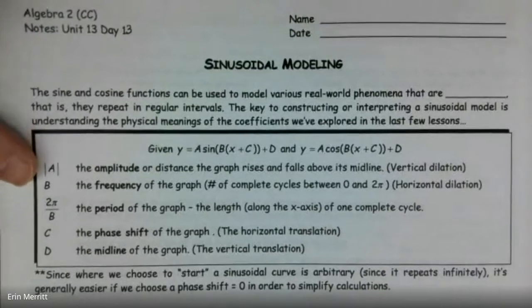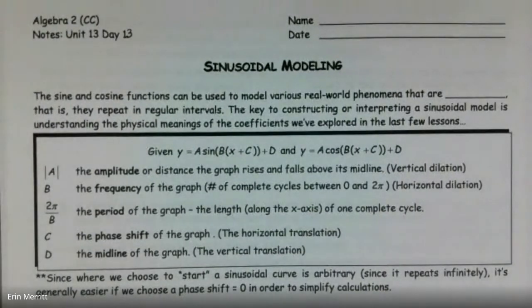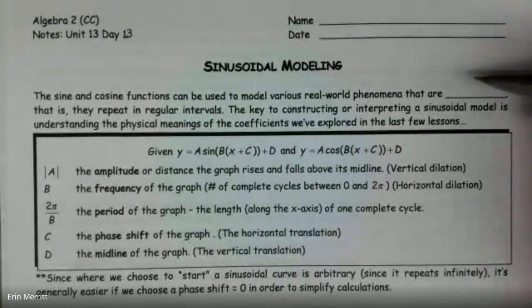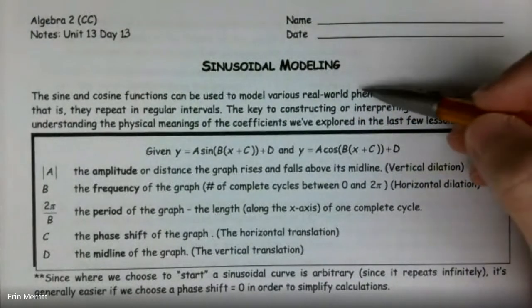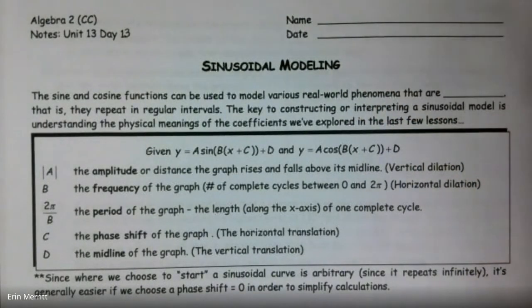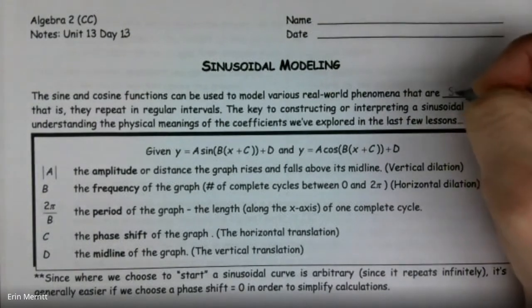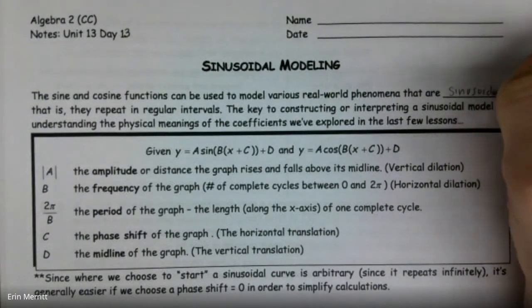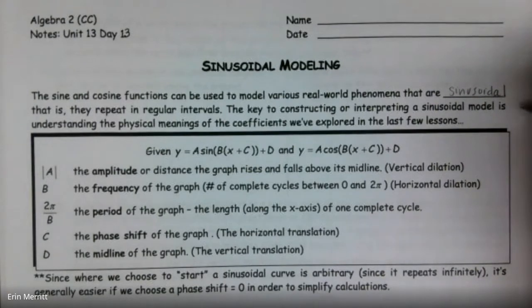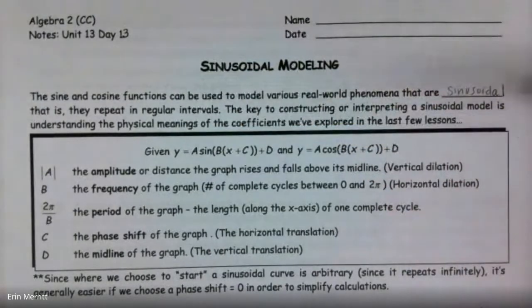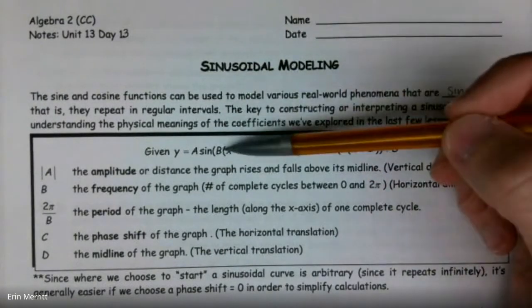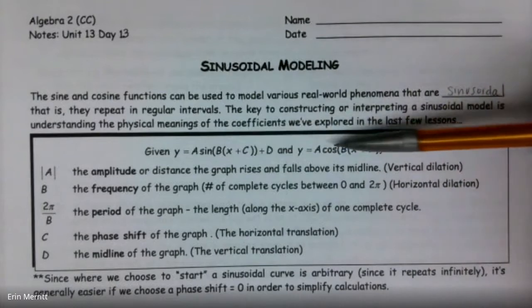We are doing sinusoidal modeling, which is just fun to say. So the first little blank here says, the sine and cosine functions can be used to model various real-world phenomena that are sinusoidal or cyclic is essentially what that means. Something that follows a cycle, it keeps going, all right? Repeating in regular intervals. So we can build it to create the equations in sine or cosine.